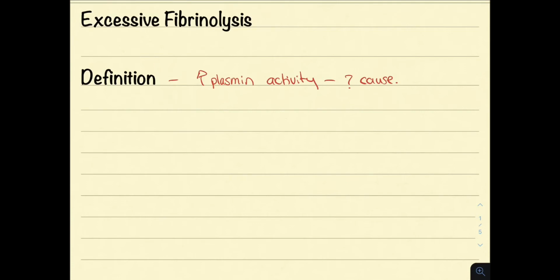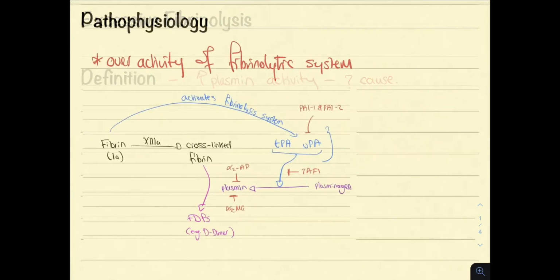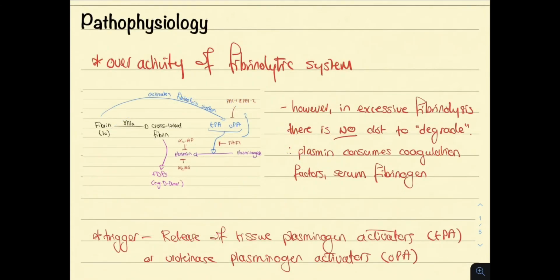memory. Now, in normal circumstances, fibrinolysis is responsible for fibrin clot degradation. In the case of excessive fibrinolysis, which is pathological, we have overactivity of plasmin for whatever reason. So just to refresh our memories, fibrin activates the fibrinolytic system, so it activates TPA and UPA. These go on to convert plasminogen into plasmin. Plasmin then degrades the cross-linked fibrin into fibrin degradation products. So this is what happens in normal circumstances.